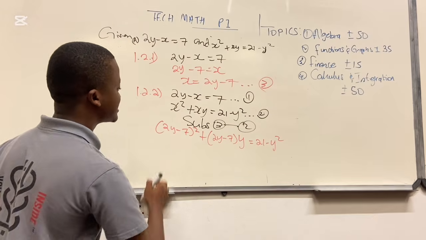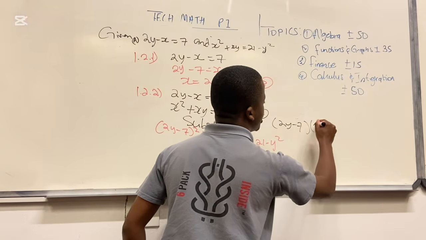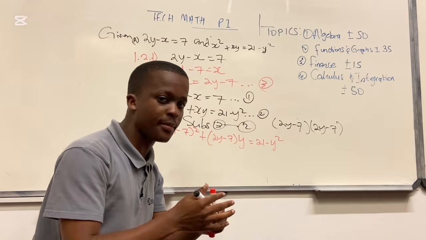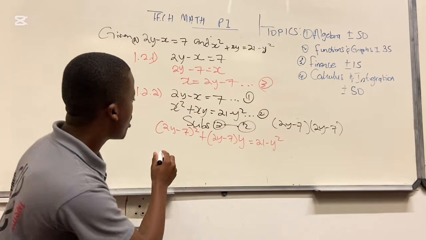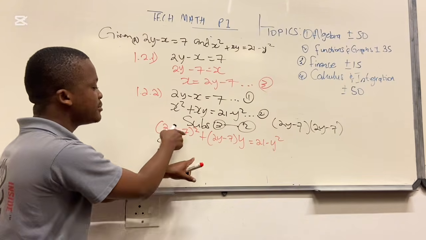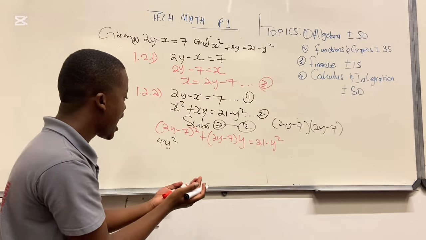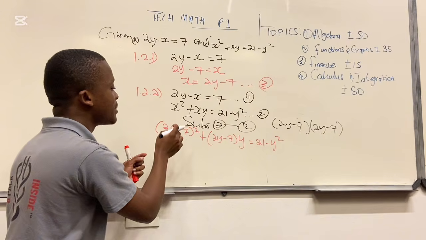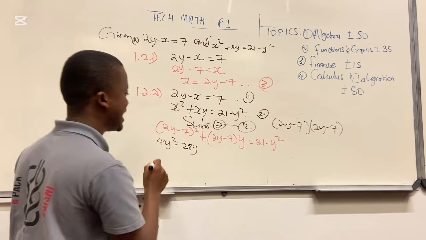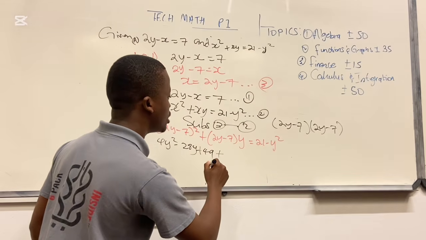Now, you can factorize, guys. You can do this (2y minus 7)(2y minus 7), you can use your FOIL. But I want you guys to look here. This is 2y squared, which is 4y squared. 2 times negative 7 is negative 14, times 2, that is negative 28y. Negative 7 squared is positive 49.